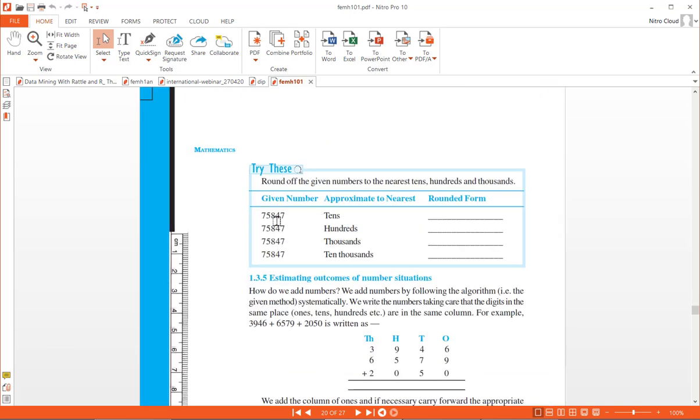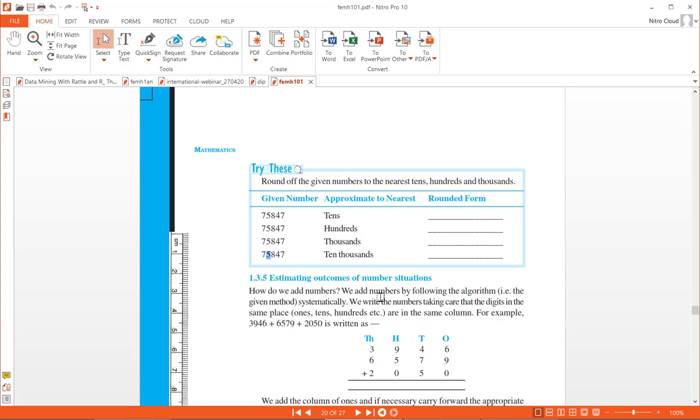So let's do this. Rounding off at the tens value, I will look at this value. This is greater than 5, so the answer will be 75850. For hundreds, I will look at the tens place, so the value will be 75800. For thousands, I will look at this. This is greater than 5, so it will be 76000. For 10,000, I will look at this value, so this will become 80,000.